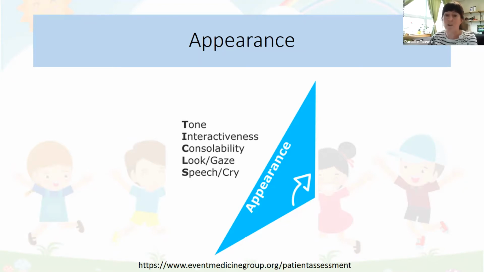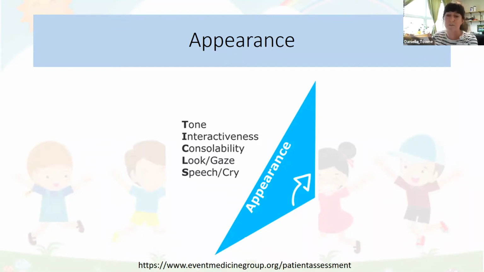L is their look or gaze. Are they looking at you, making appropriate eye contact for their age, looking around the room purposefully? Are they unable to track at all? When you look at them, they're just looking straight ahead, but not actually tracking with you. Those are all things that will make us concerned in this appearance section.